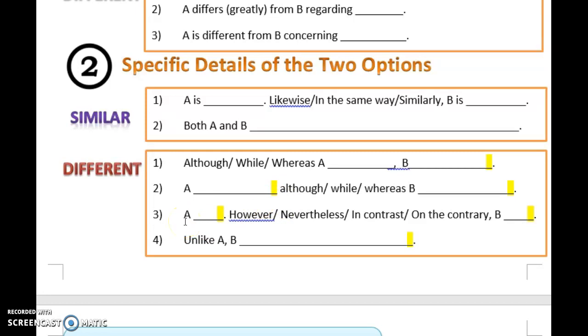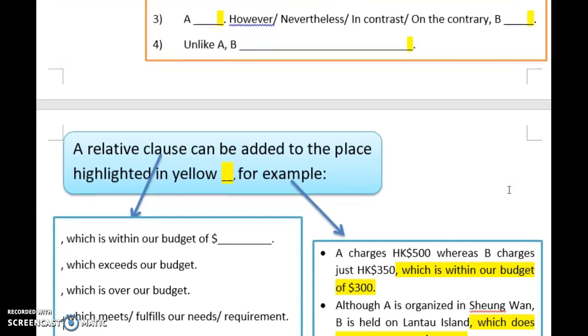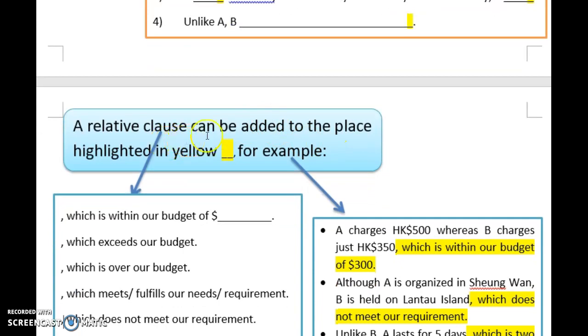A is sold at $400. However, B is sold at $4,000. Unlike A, B is sold at a high price. I highlight this area in each sentence here. The reason is I would like to tell you a relative clause can be added to the place highlighted in yellow.